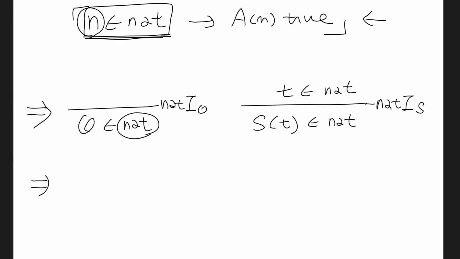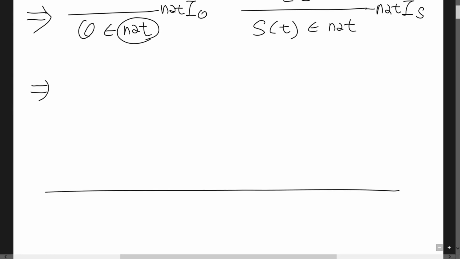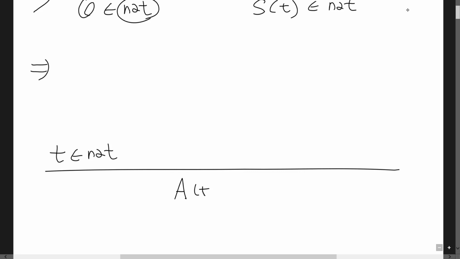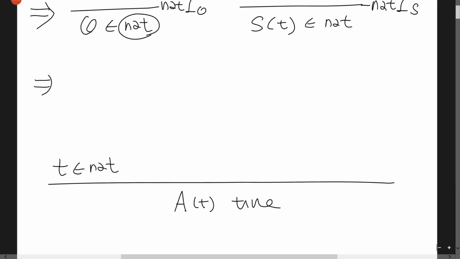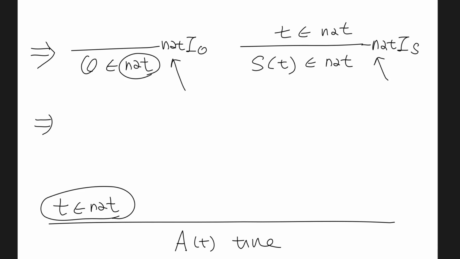So suppose that we have this judgment, term t belongs to data type NAT, and we'd like to somehow show that A of t is true. And so there are two ways to complete the proof of this judgment. First, by applying this introduction rule, and second, by applying this introduction rule. So now we are going to have two cases to analyze.